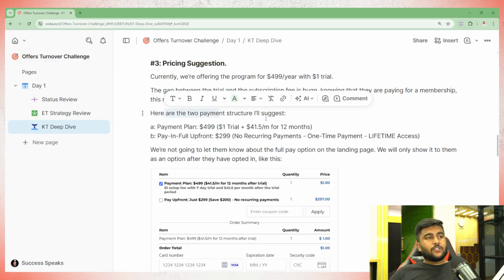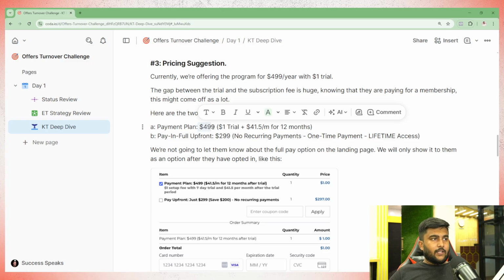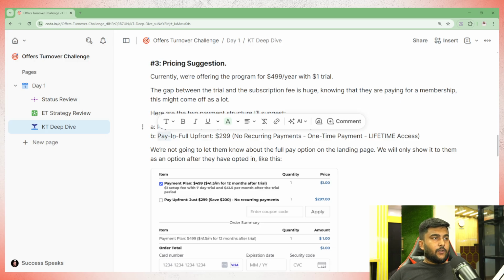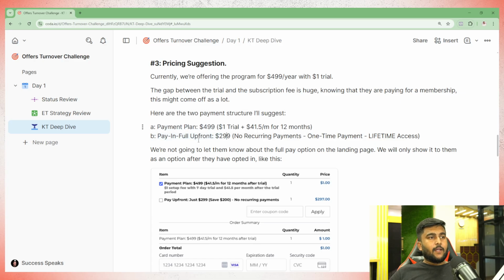So here are the two payment structures that I suggested. The first one was payment plan, $499, $1 trial plus $41.5 per month for 12 months. So rather than paying annually, I just suggested we make it monthly, right? So total amount that they pay was 499. But here's the great thing that I did. So I added another option where people can pay in full upfront. They can get lifetime access immediately, with no recurring payments, just one time payment of $299, right? No membership, nothing is required, right?